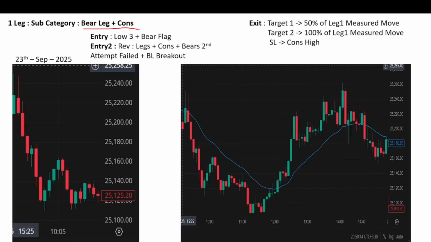This is another setup. So here you got leg 1 consolidation, here low 3 and bear flag. This is not exactly an MA test, but you can enter at low 3 here: low 1, low 2, low 3, and this is also a bear flag.